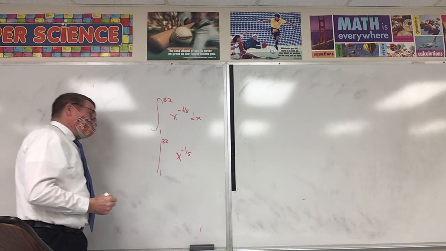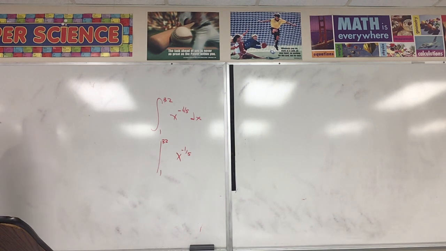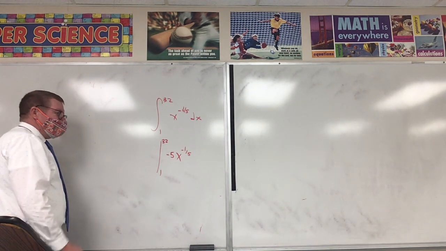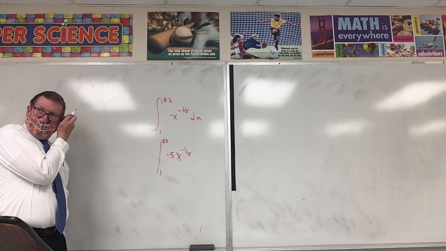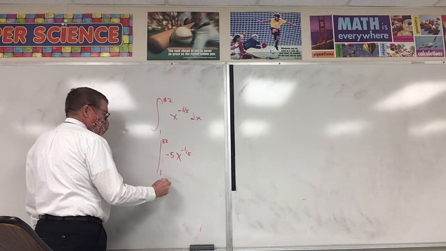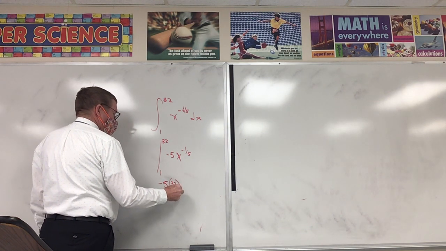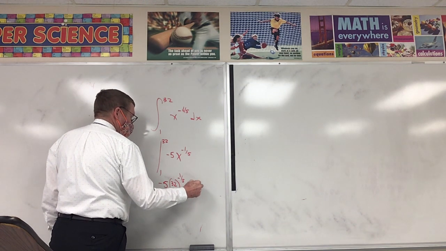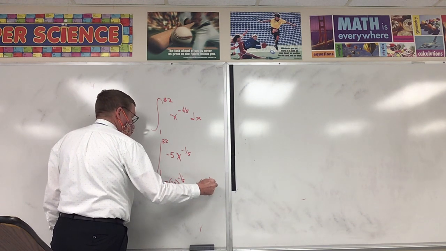And then we're going to divide by negative 1/5. So divide by a fraction, you multiply by its reciprocal. So now we've got negative 5 times 32 to the negative 1/5 minus negative 5 times 1 to the negative 1/5.